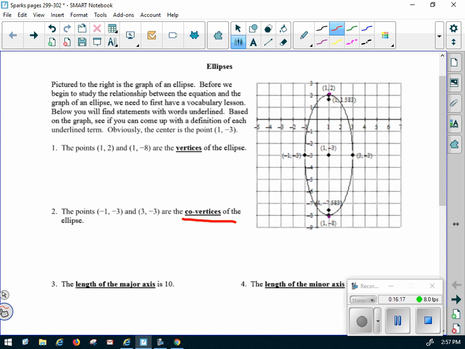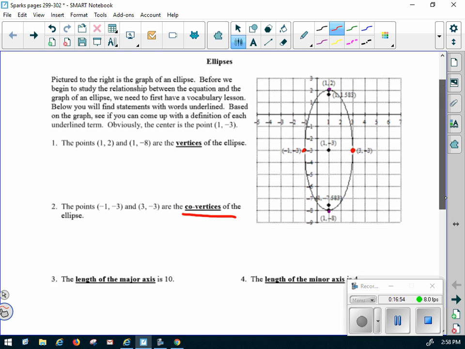The co-vertices are -1, -3, and 3, -3. The closest points to the center. Right. I hope you know that the word vertices is plural. Do you know what the singular form is? Vertex.